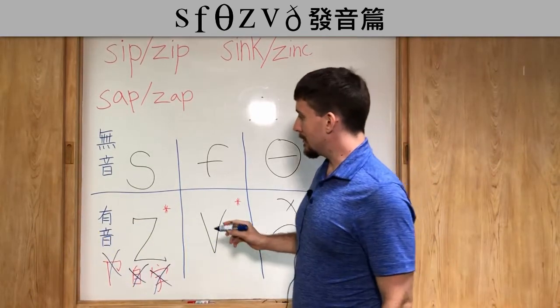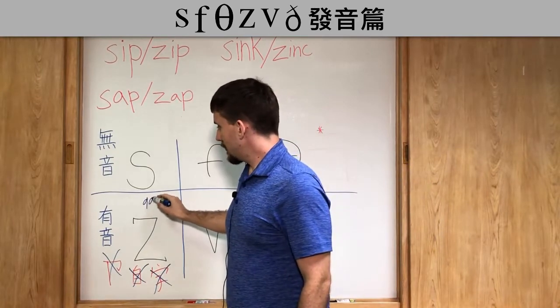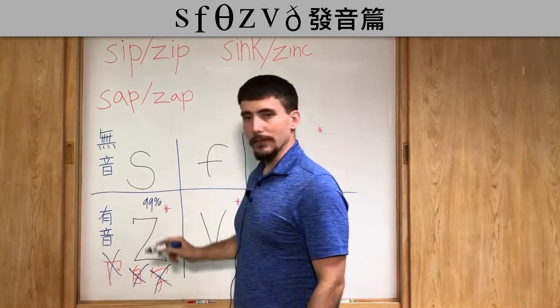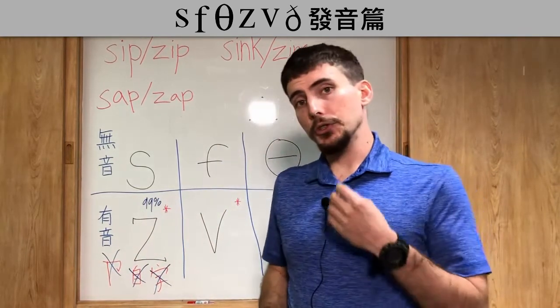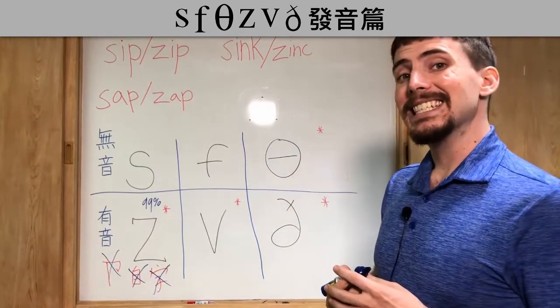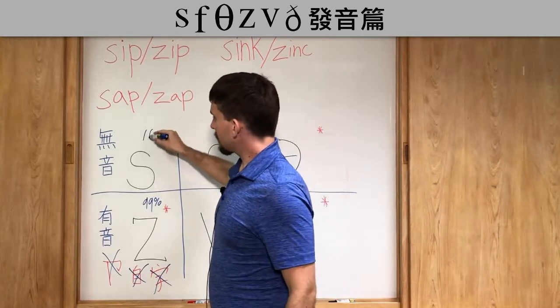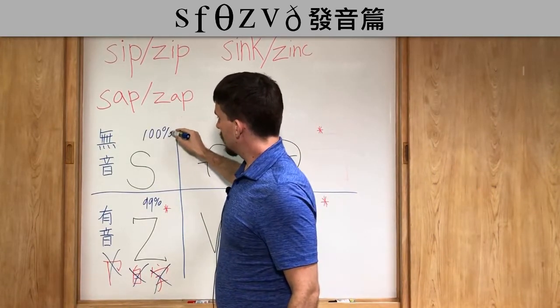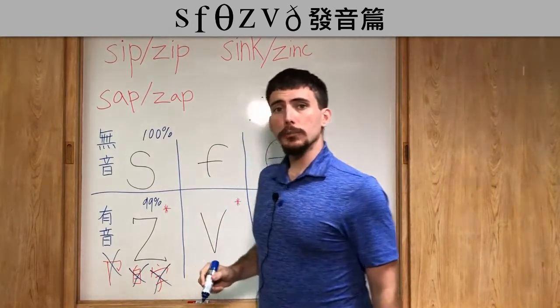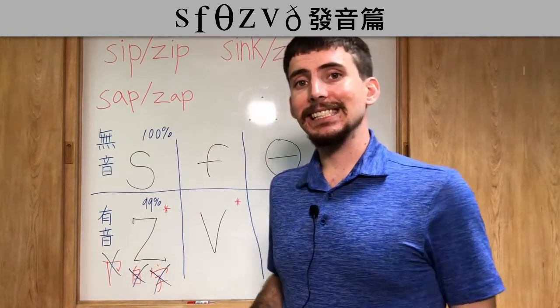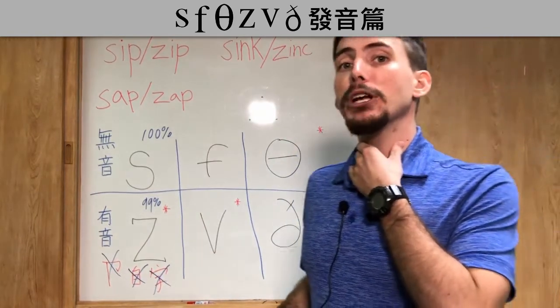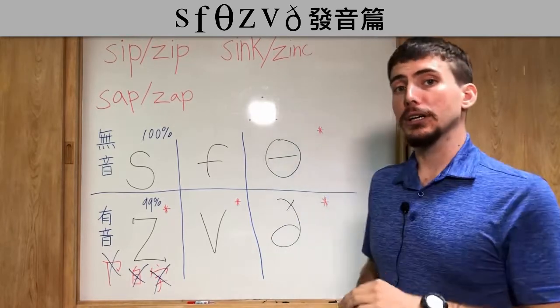Again, the Z sound is 99% vibration of your tongue right behind your teeth. Z. The S sound is 100% air. S. There's no vibration in your throat or in your tongue.